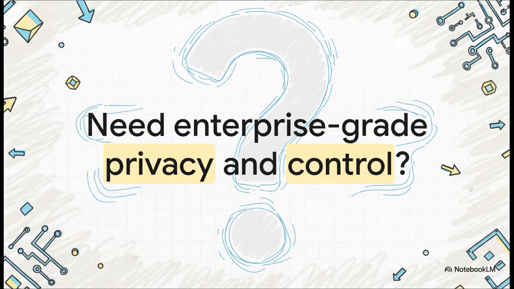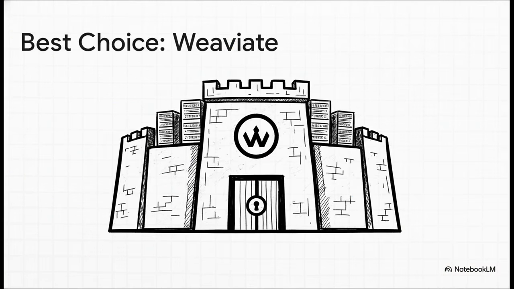Okay, completely different scenario. Imagine you work at a big company. You have super strict data privacy rules, and the security team is breathing down your neck saying, no data leaves our servers. What's the play? In this world, Weaviate is your champion. Being able to self-host it is the absolute killer feature. It gives you that total control, that total privacy that big companies need. Plus, it has the deep feature set to handle all the complex compliance stuff they're going to throw at you.